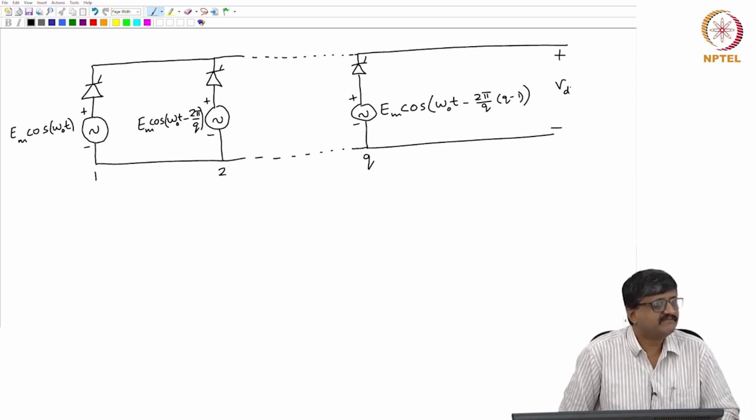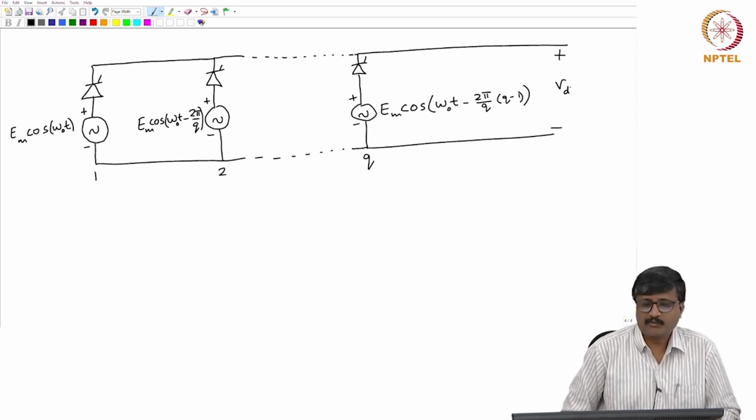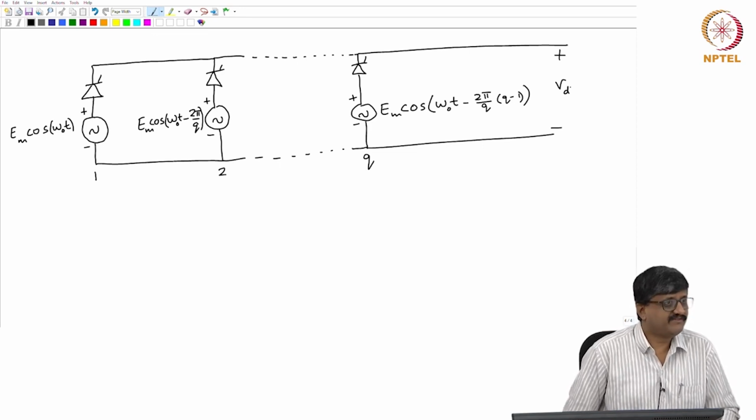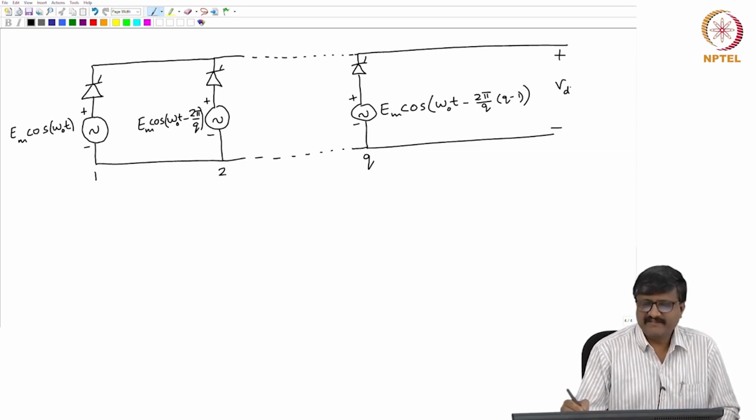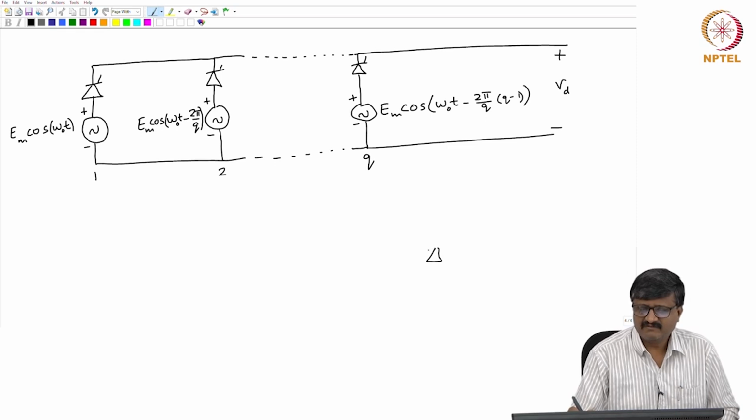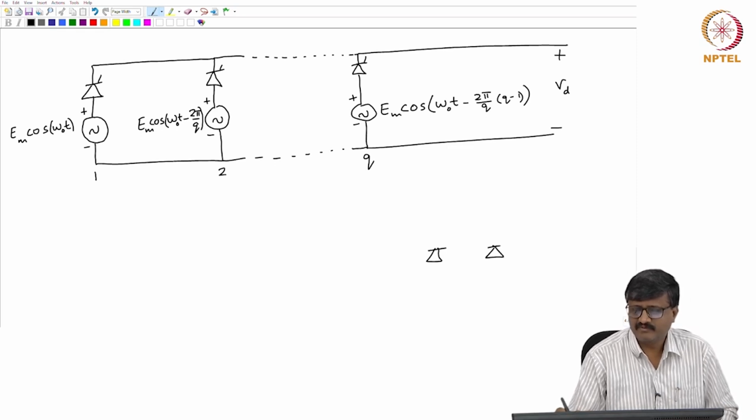Is that obvious or not? Yes or no? Yes. Some people are saying no. It's obvious? Yeah. If it's not, let me know. It's very easy to understand. Suppose I have 2 diodes, okay.